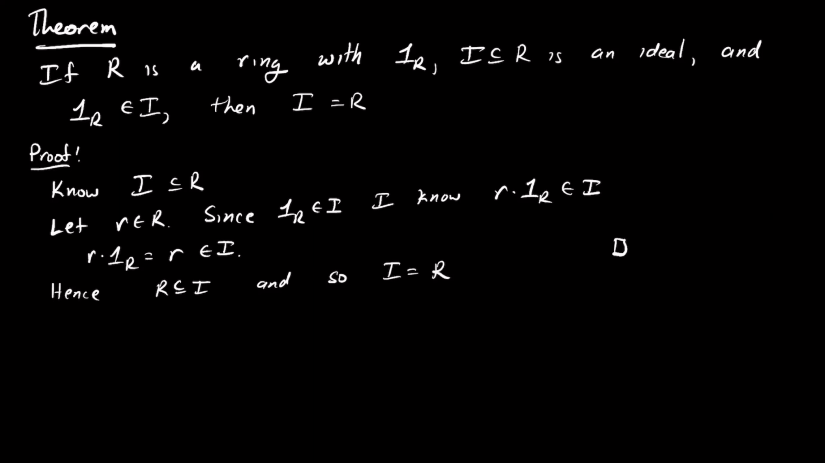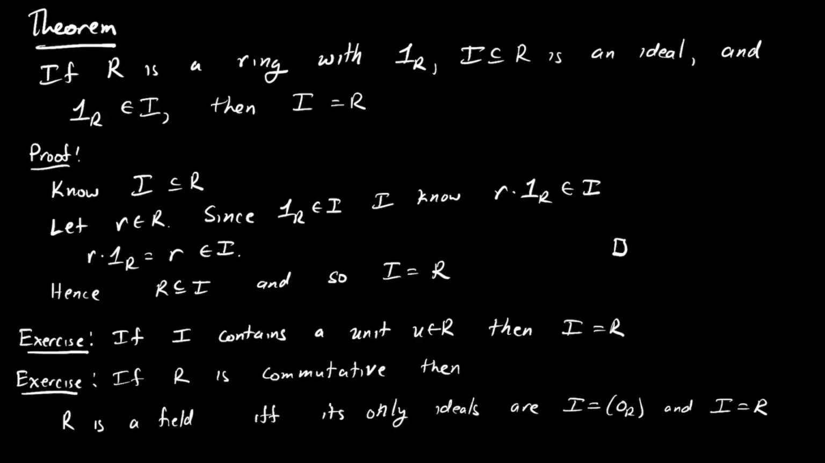Okay, so ideals that contain a multiplicative identity, not that interesting. As soon as they contain a multiplicative identity, they are the entire ring. This is actually true for any ideal that contains a unit. So you can show that if I contains a unit of R, then I ends up being the entire ring.